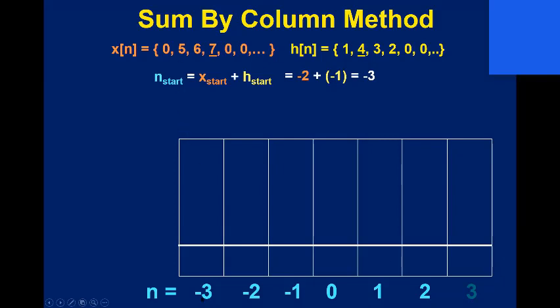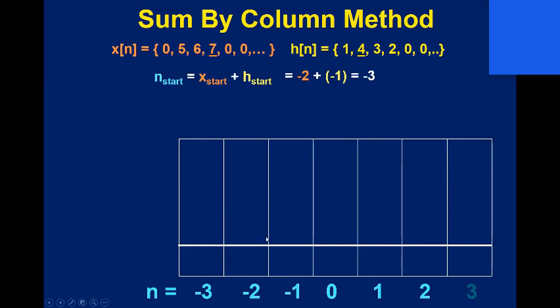So we get the starting index for what our first answer coming out of the table is, what index that applies to for my output y of n. We get that from adding the starting indices of our x and our h.